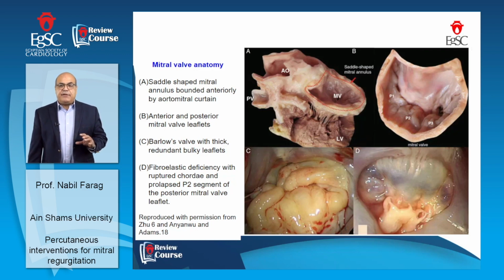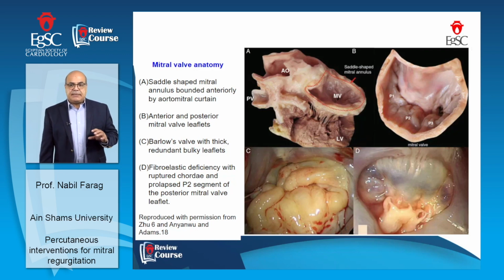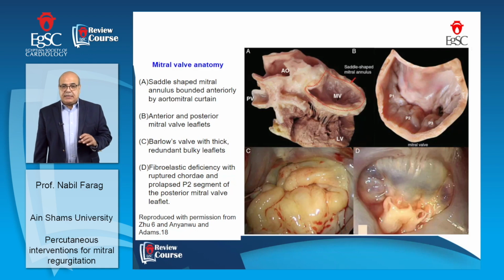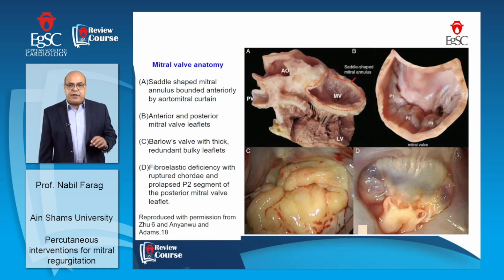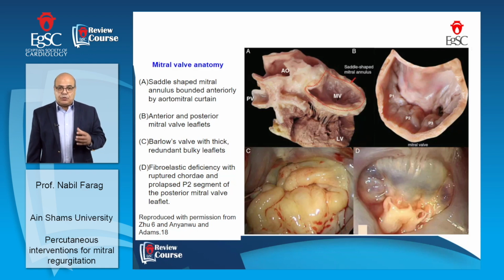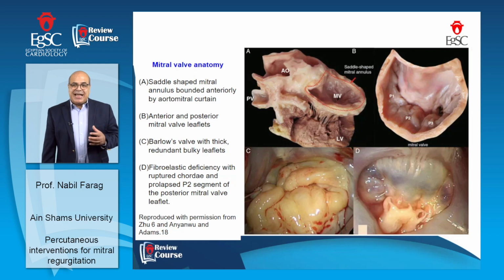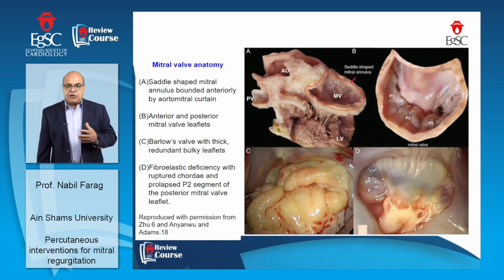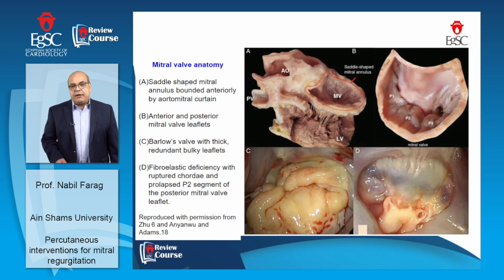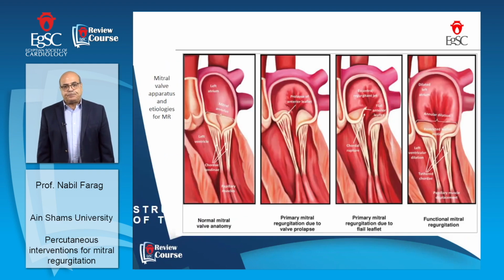The anterior leaflet consists of segments A1, A2, A3, and the posterior leaflet consists of 3 segments P1, P2, P3, and this is very important to know the etiology of the mitral regurgitation and the direction of the jet of mitral regurgitation through these segments for justification of mitral valve repair.